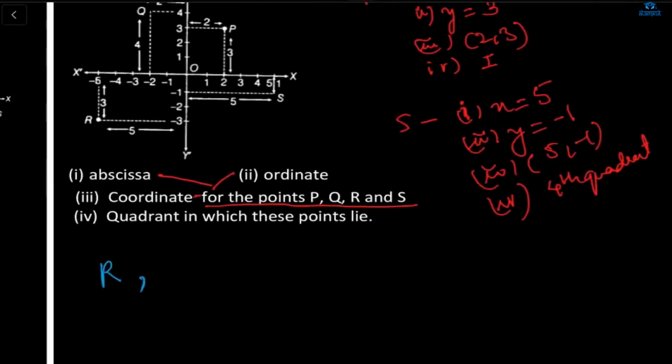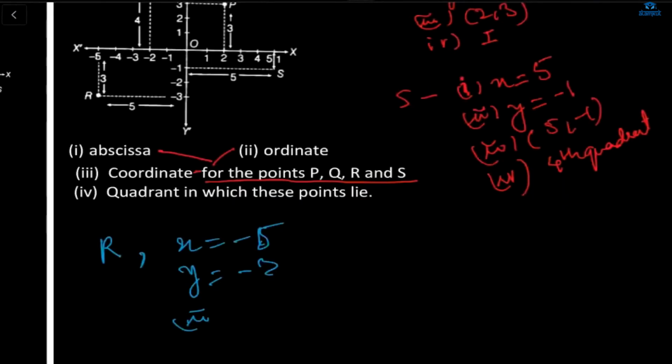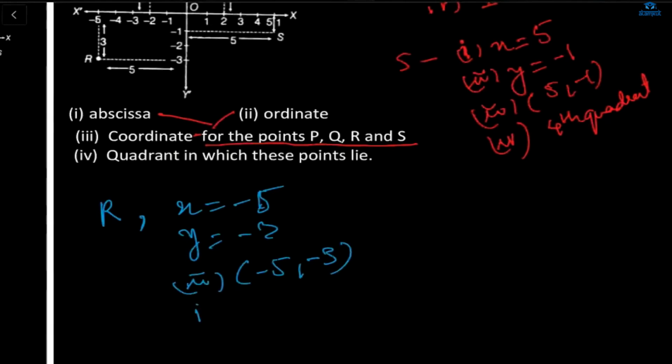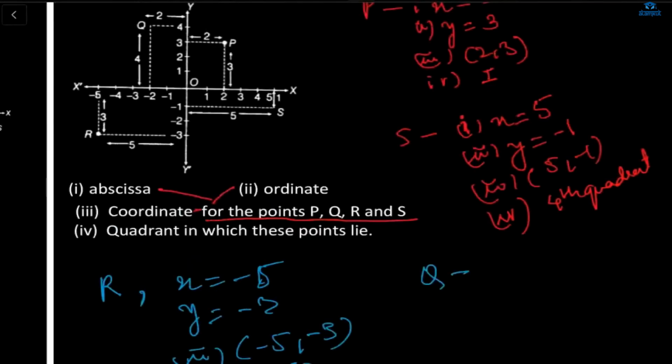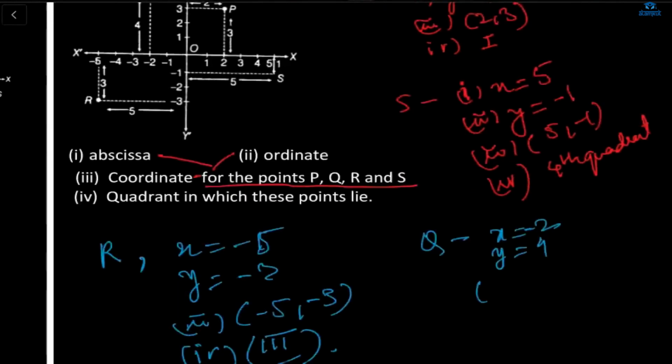Now, Rudronial, tell me for the R point, your abscissa. Yes, Rudronial, for the R point? -5. And y is -3, so your coordinate is -5, -3, and your quadrant is the third. Similarly for point Q, the x value is -2, the y value is 4, so the coordinate will be -2, 4, and it lies in the second quadrant.